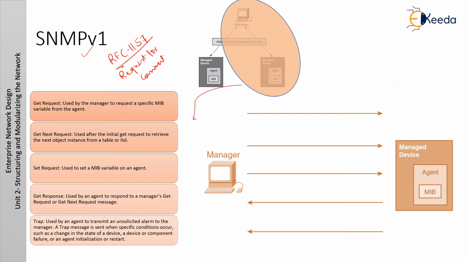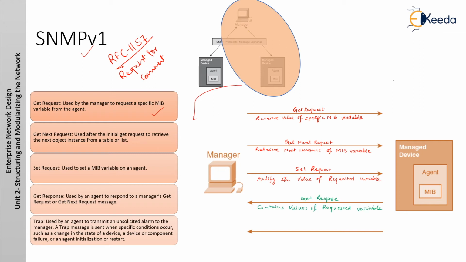We start with get request, used by the manager to request a specific MIB variable from the agent. Get next request is used after the initial get request to retrieve the next object instance from the table or list. Then set request is used to set a MIB variable on the agent. Then get response contains values of the requested variable, used by the agent to respond to a manager's get request or get next request message.